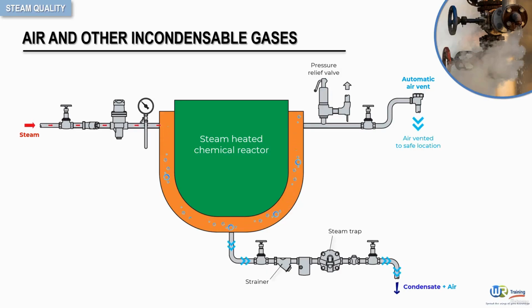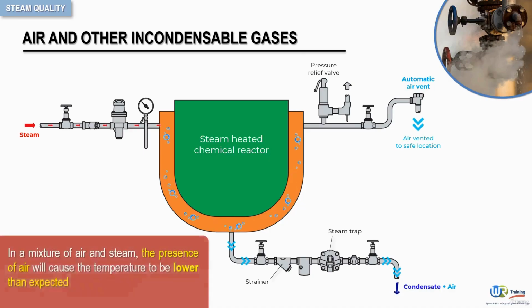However, if there is any turbulence, the steam and air will mix, and the air will be carried to the heat transfer surface. As the steam condenses, an insulating layer of air is left behind on the surface, acting as a barrier to heat transfer. The effect of this barrier on heat transfer will be illustrated in a later video. For now, keep in mind, in a mixture of air and steam, the presence of air will cause the temperature to be lower than expected.